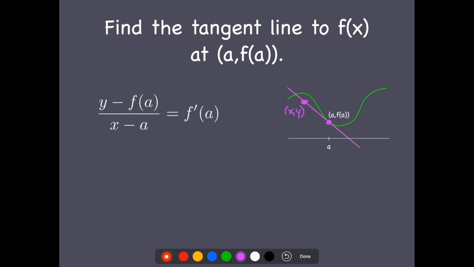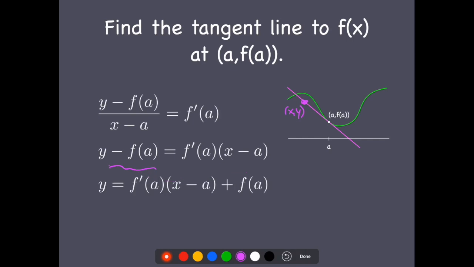So what I end up with is y minus f of a, which is the rise in this function, and then I divide through by x minus a, which is the run in this function, and I force that to be equal to the slope at a. Okay, and now I can multiply through by x minus a, and then add f of a, bringing this over to the other side, and I get y equals f prime of a, this is the slope, often called m. Here's the rest of the form, x minus a and plus f of a.